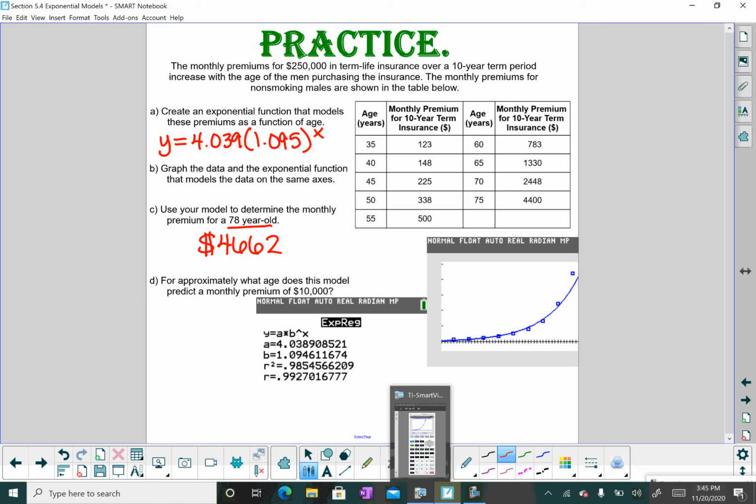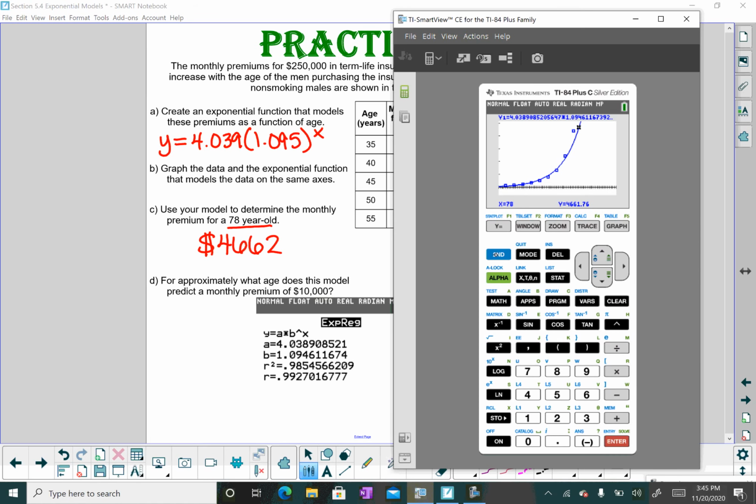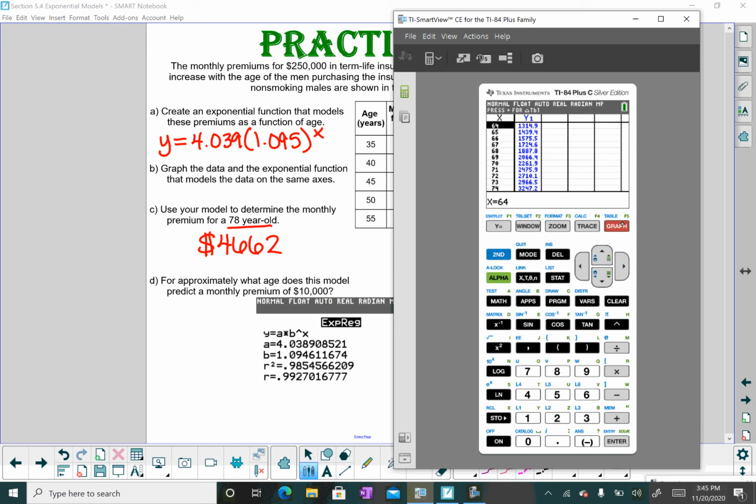Again, probably the easiest way to see this is to look at the table of values. And I'm way up there now. We want to see the first time we hit a monthly premium of $10,000. Oh, but I need to go the other way. All right, so age 81, we're at 6,000. Let's keep going. I'm looking for the first time I hit 10,000, and it looks like age 87 is the first time that that occurs.